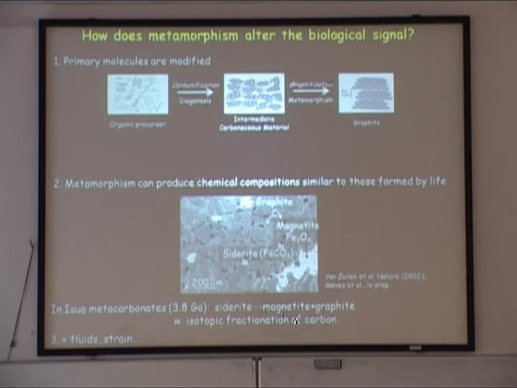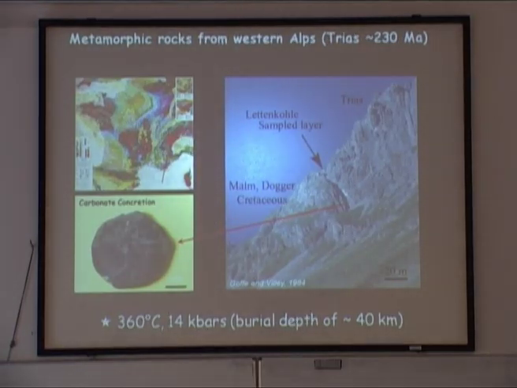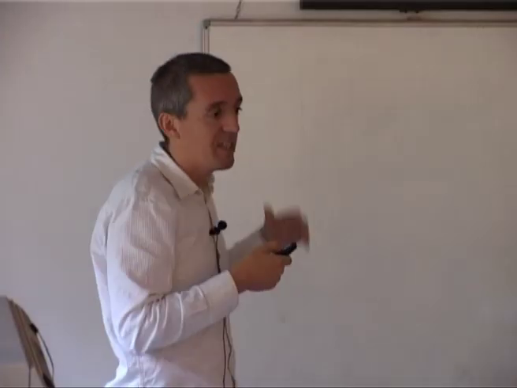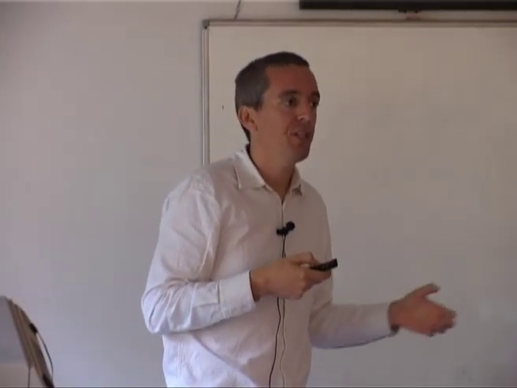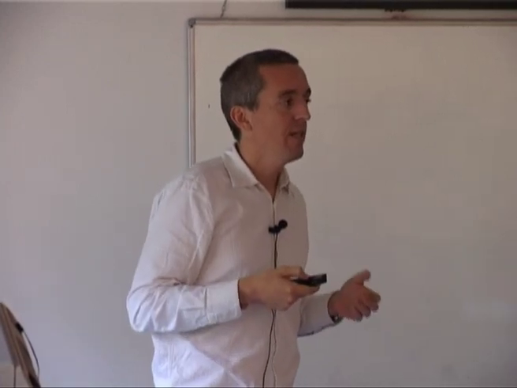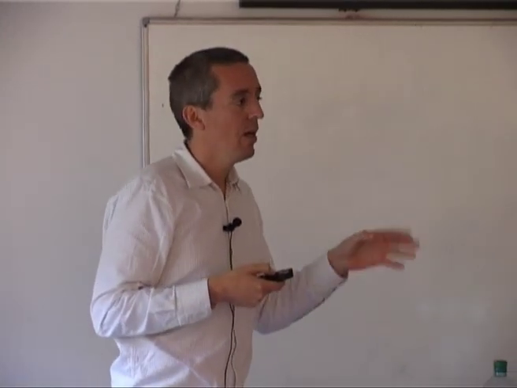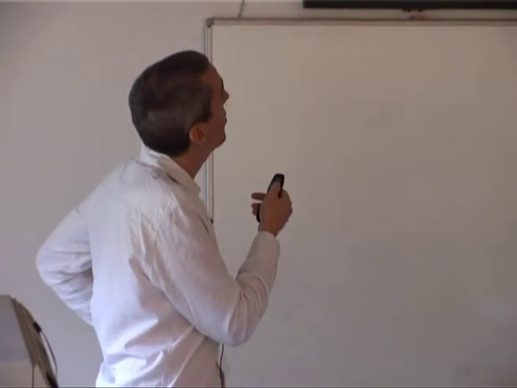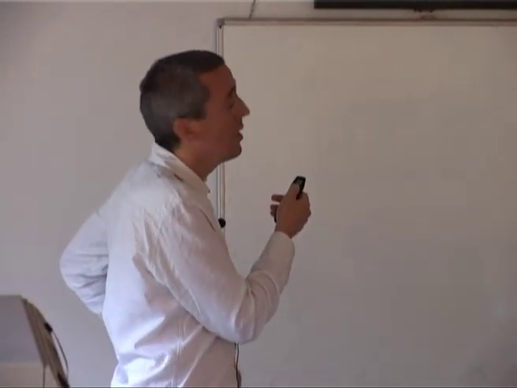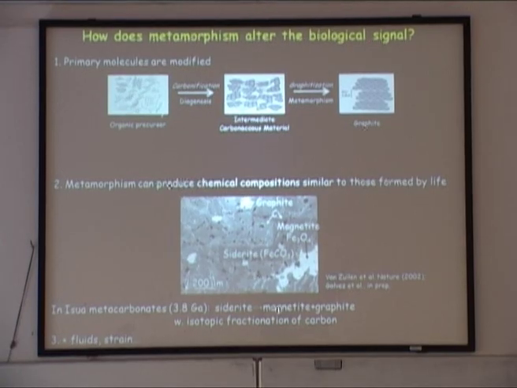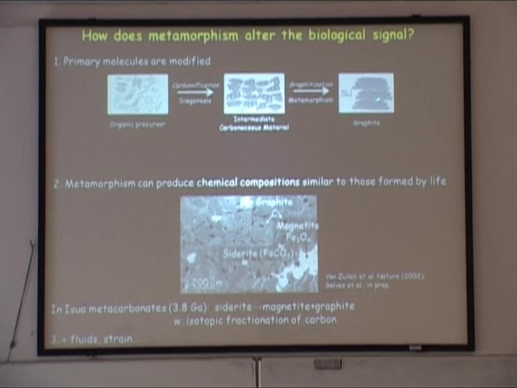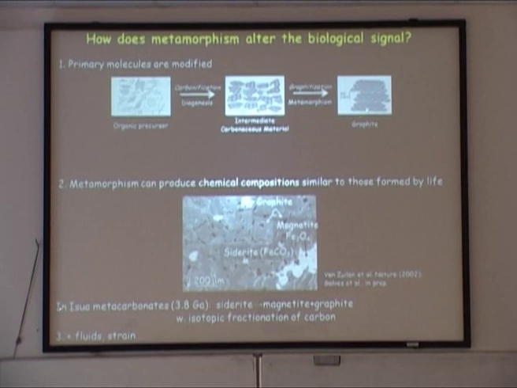I'll skip this. Basically, the idea is that with metamorphism, when you increase temperature and pressure, there are many processes that can transform these fossils. You can transform the organic carbon, going through these kinds of molecules, to graphite. So you really remove a lot of information.